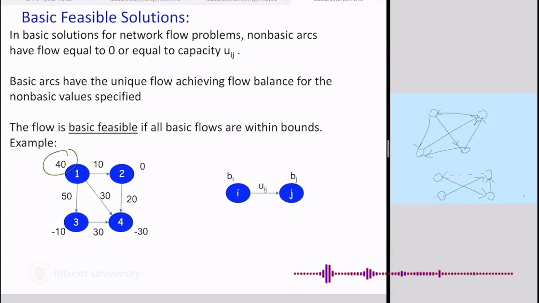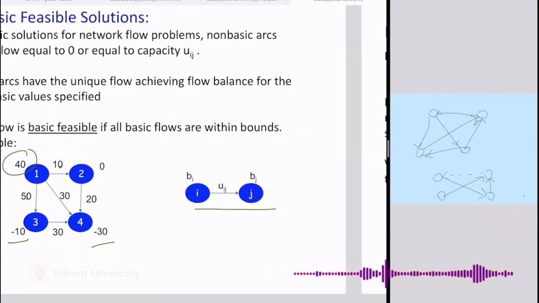I have a plus 40 supply and minus 10 and minus 30 demand, okay? And these are the upper bounds. That's what the legend says, right? Each graph will have a legend on the right telling you what the values are. All right, this time, the number on the arc is the upper bound of that arc.